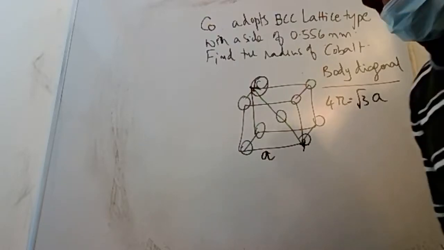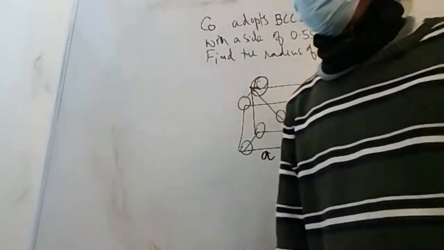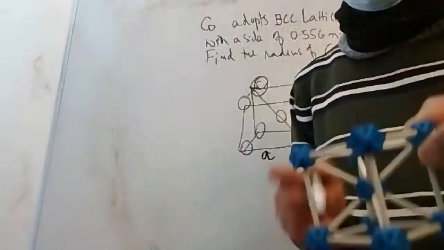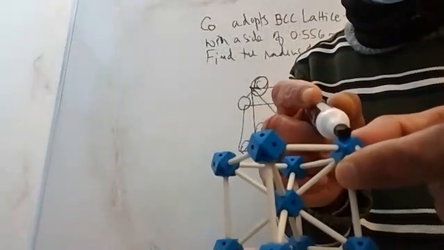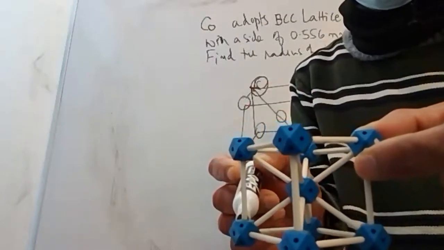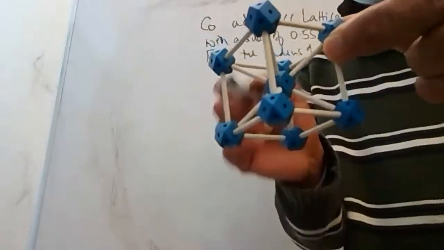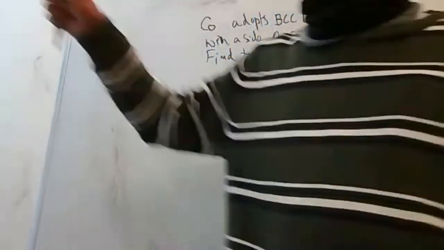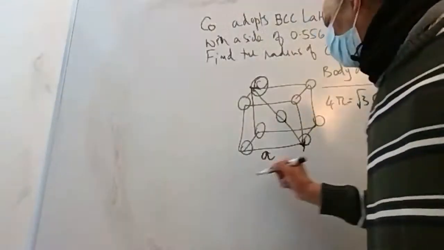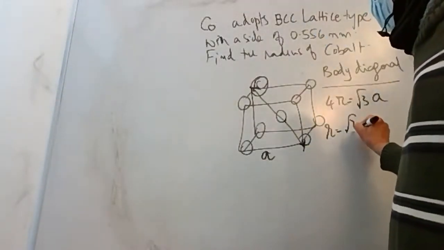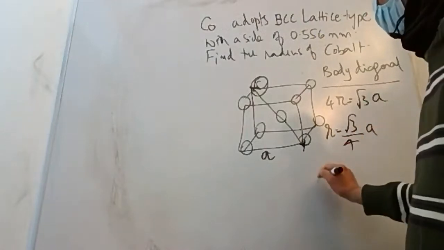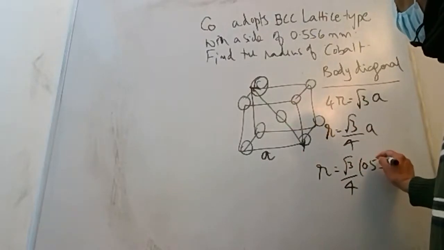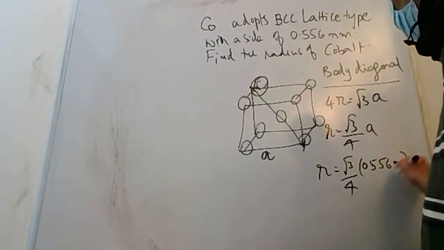So if you now look at the body diagonal, just to give you a picture here, I'm looking at one atom, the third one, and the other one here. If you can see all 3 atoms, 1, 2, and 3, that's the total length of the body diagonal. That will be square root 3 times a. So the radius of an atom then becomes square root 3 over 4 times a. So the radius of this one will be square root 3 over 4 times 0.556 nanometers. So what will be the radius here?